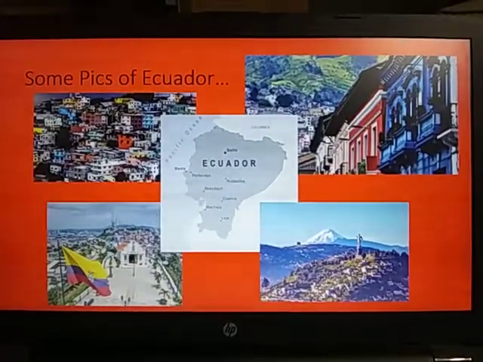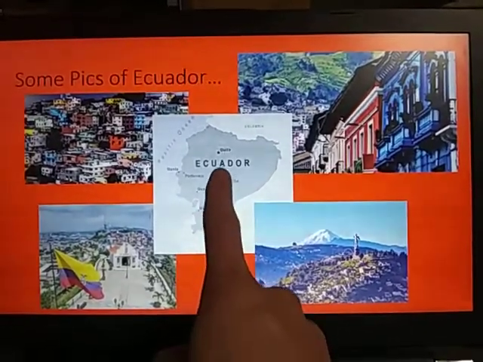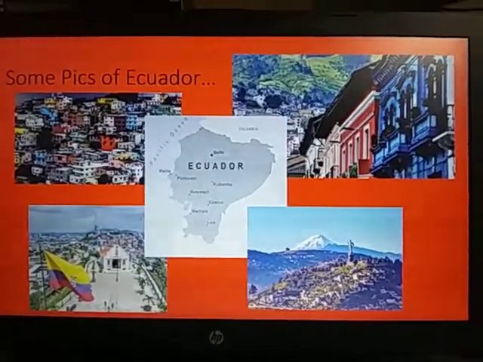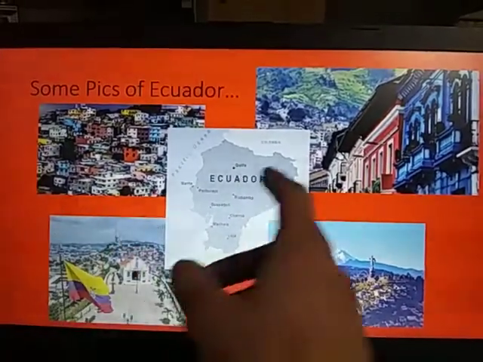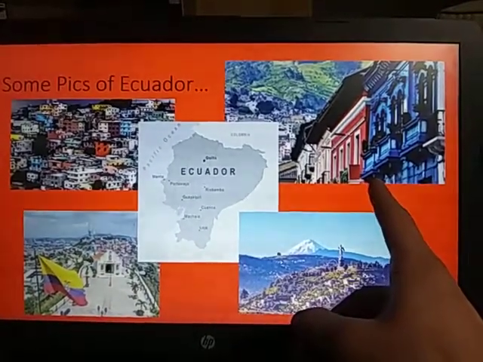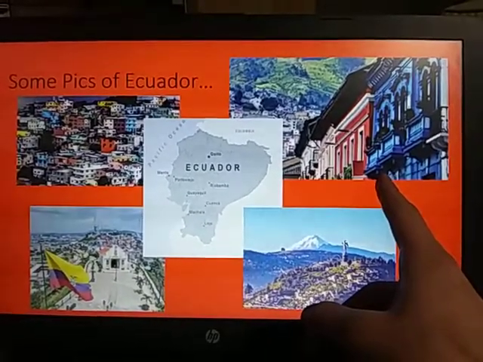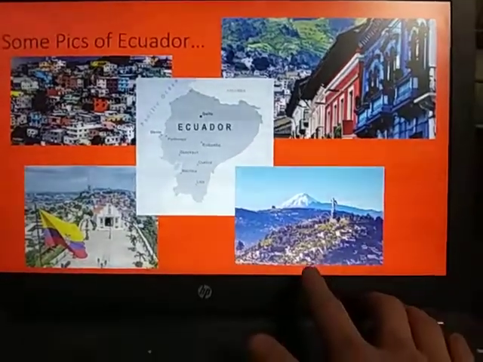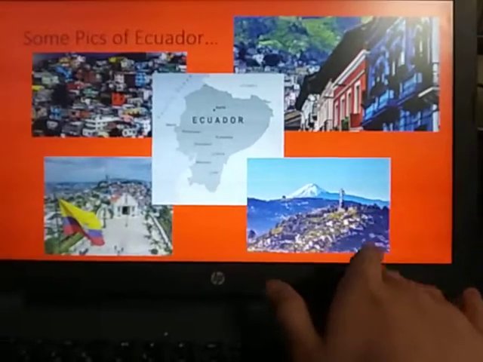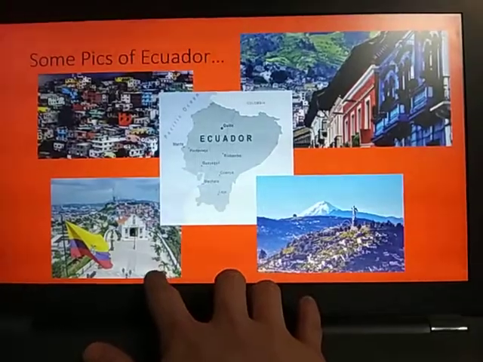Here are some pictures of Ecuador. As you can see, Ecuador's main city is pronounced Quito. Here are some of the buildings that people live in. Here's more up close so that you can see the detail and the bright colors that Ecuador sponsors and pursues. Down here is a picture of the active volcano in the background that is located in Ecuador. And here is one of their main cities, which is Quito.